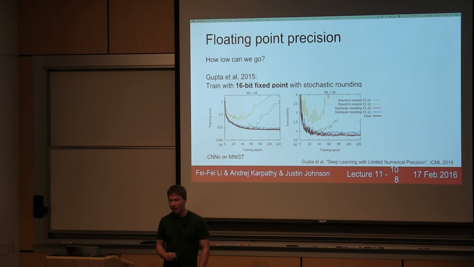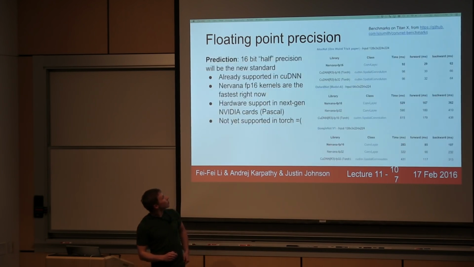So there's this idea of using 16 bits. In addition to 32-bit floating point, there's also a standard for 16-bit floating point, sometimes called half precision. Recent versions of cuDNN do support computing in half precision, which is cool. There are also other existing implementations from a company called Nervana, who also have 16-bit implementations. These are the fastest convolutions out there right now.